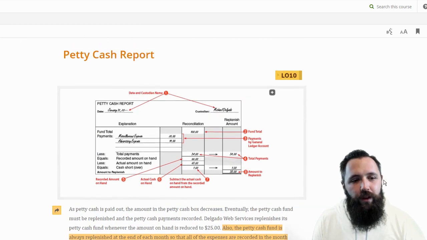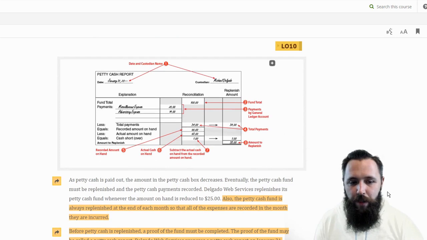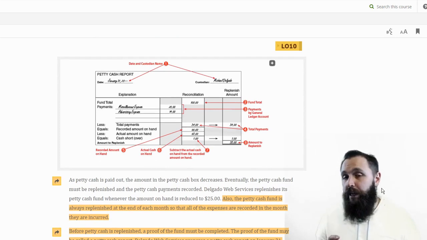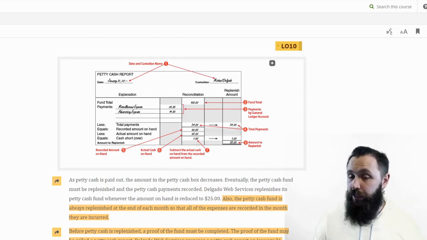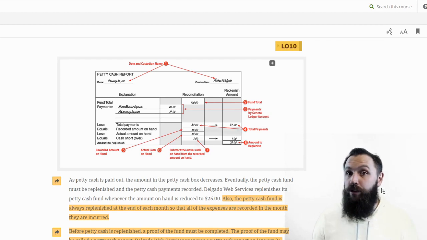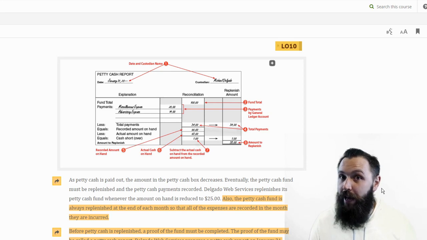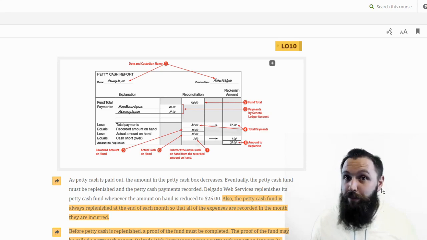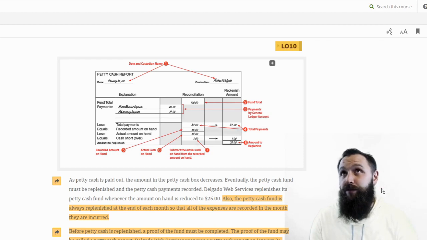And what we have here is a petty cash report. We are going to eventually need to refill our petty cash box, or we're going to get to the end of the month and we need to record the expenses that we have, right? Because we had that advertising expense, and let's say that was the only thing that came out of the petty cash box. If that was the only thing that came out, well, we still have enough cash in there, right?